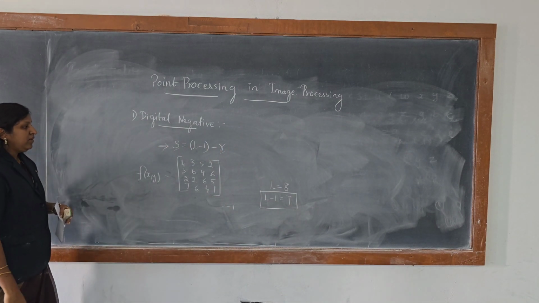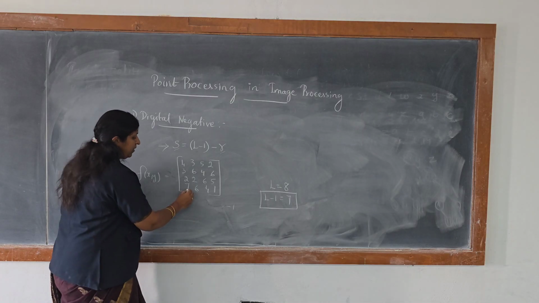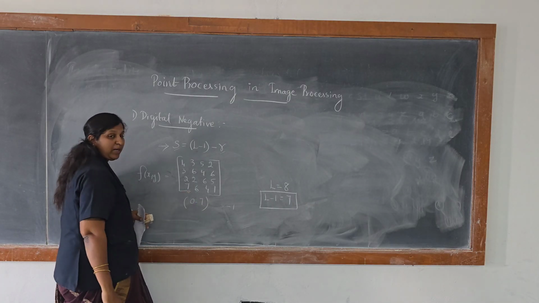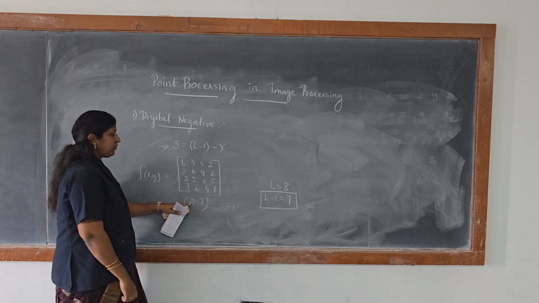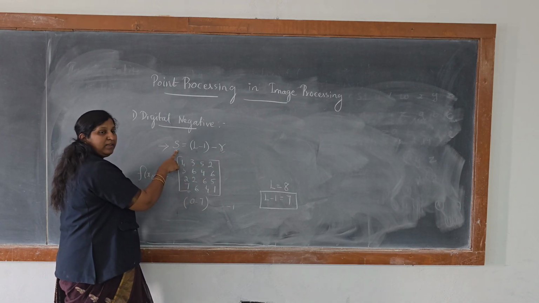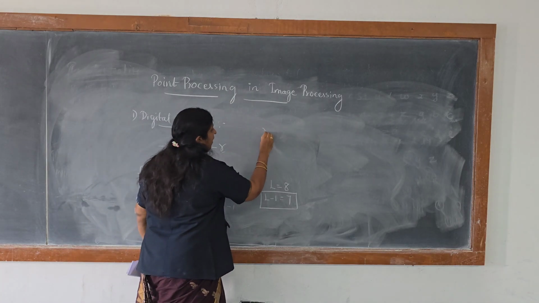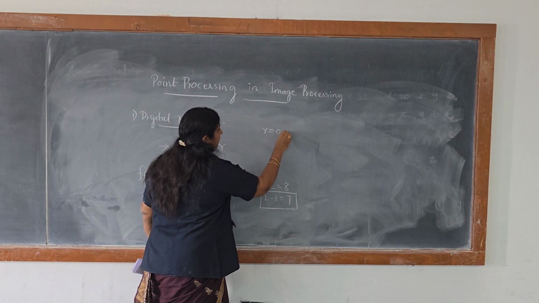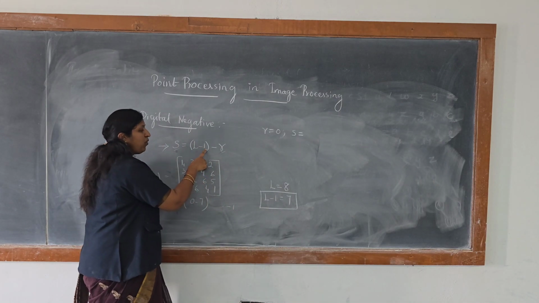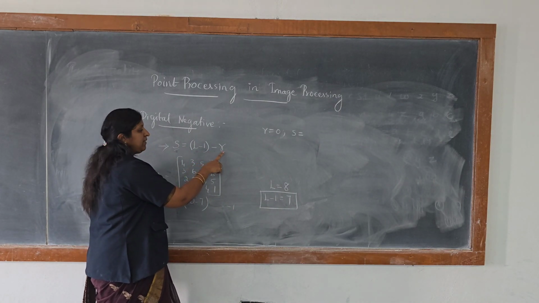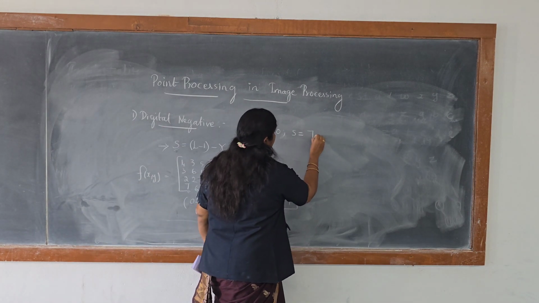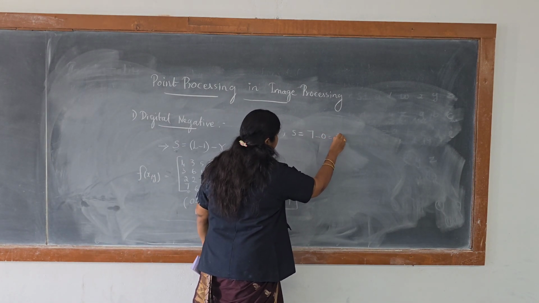Okay. Now the intensity range of this matrix is 0 to 7. So if R value is 0, then what will be the S value? If R value is 0, then S value is L minus 1 minus R. Okay, so L minus 1 is 7. 7 minus 0, that is 7.